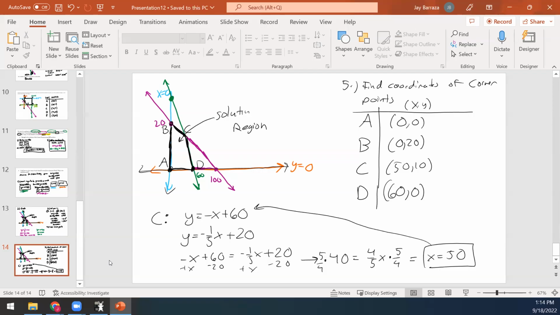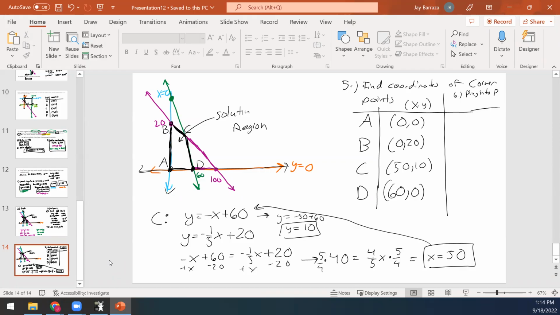And then I plug this into this one. So then y equals negative 50 plus 60, y equals 10. And then I get the same thing. So you can do it that way. Then step 6 is plug in. So step 6, plug into P.